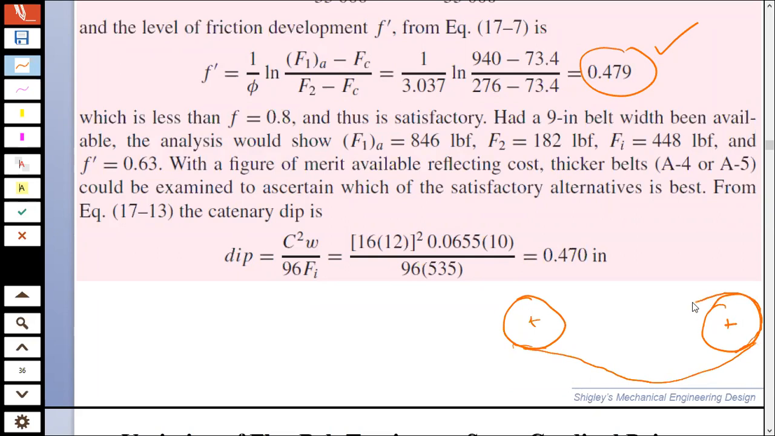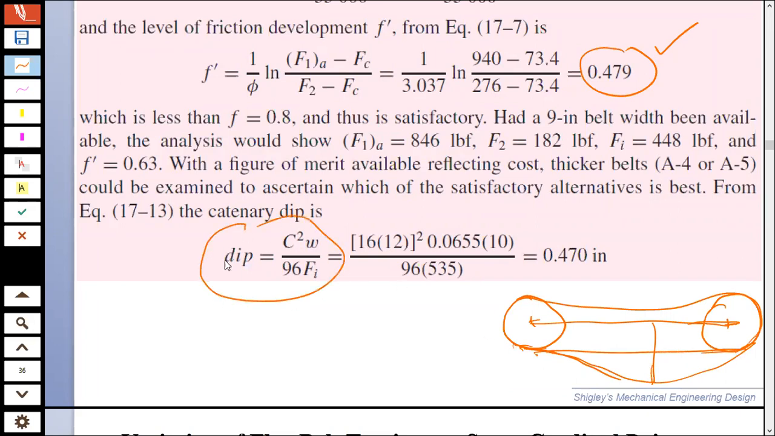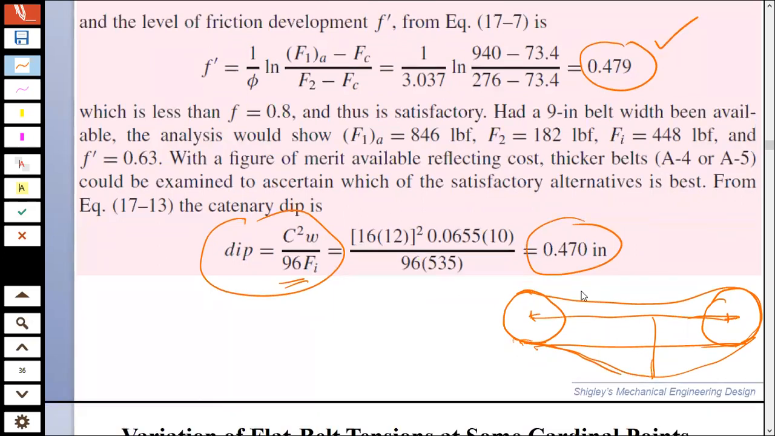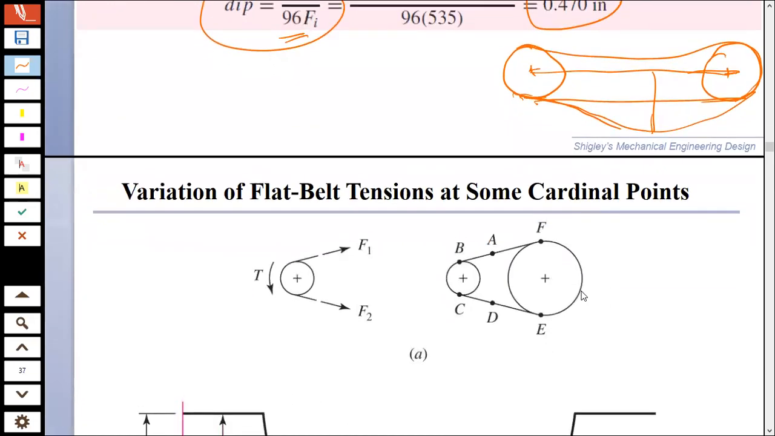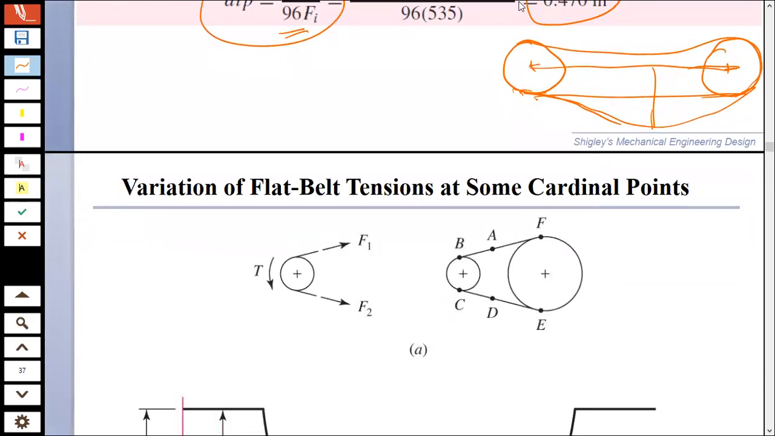You must have seen that the belt is going to sag down due to its own weight. And now how much is that dip? You can calculate this dip with this formula: C squared W over 96 Fi. So if you go ahead and calculate, the dip in the belt is going to be 0.470.